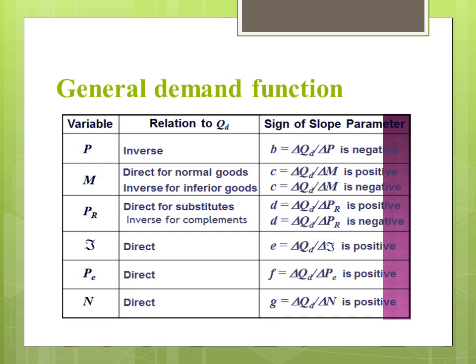Next is number of consumers. The number of consumers may increase or decrease. Here the relation is also direct, because when the number of consumers increases, they will definitely demand more of a good. So when the number of consumers increases, demand also increases. Here the relationship is positive.